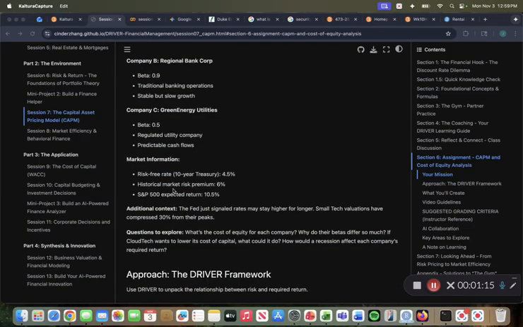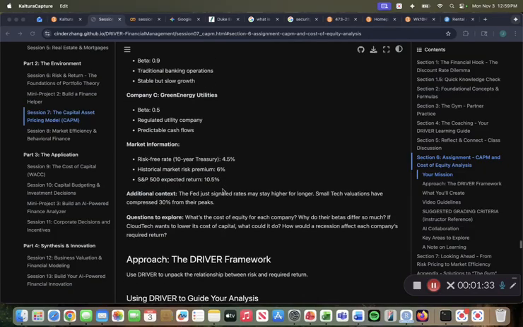And then some other market information we have is a risk-free rate of 4.5% on the 10-year Treasury, the historical market risk premium of 6%, and the S&P 500 expected return is 10.5%. So we'll use this to calculate the cost of equity, the discount rate for all of the companies we're given. Some other additional context we got is that the Federal Reserve signaled rates may stay higher for longer, and small tech valuations have compressed 30% from their peaks.